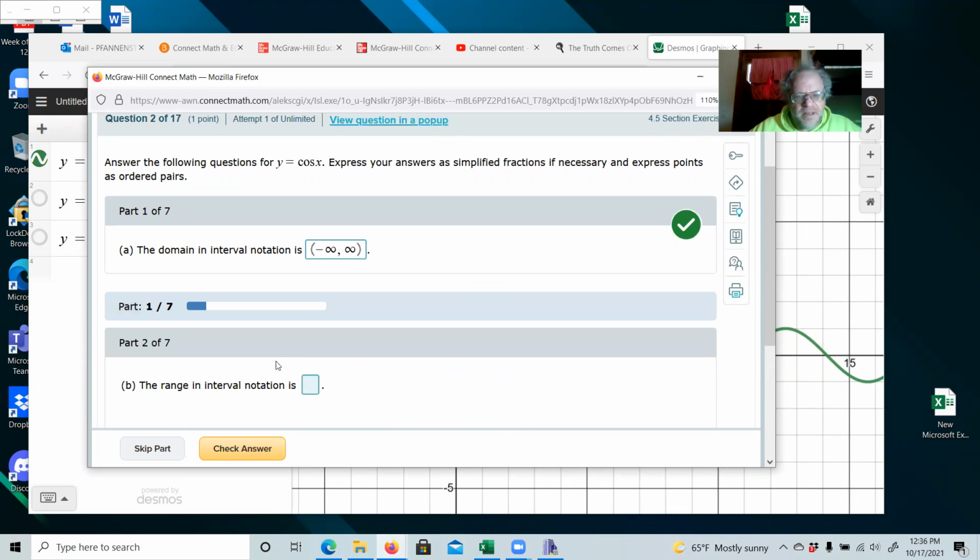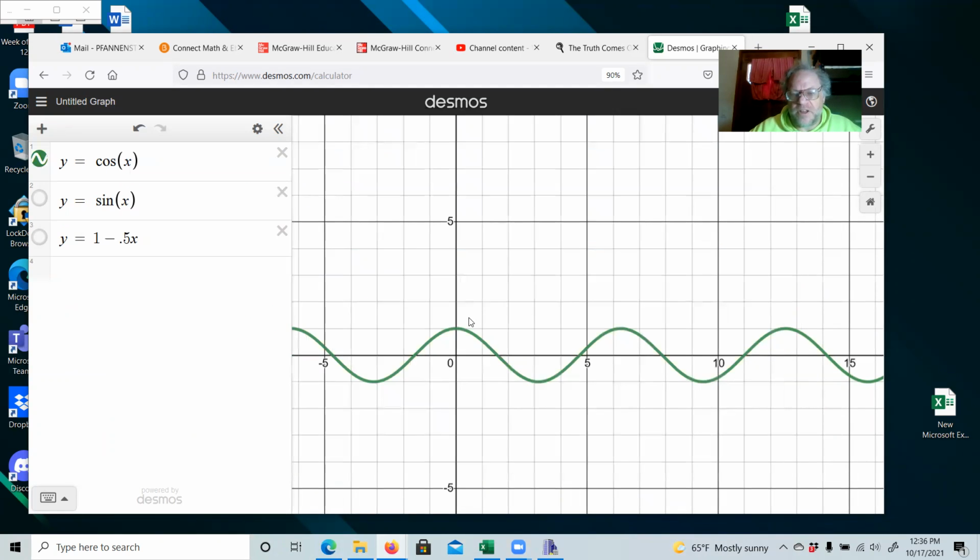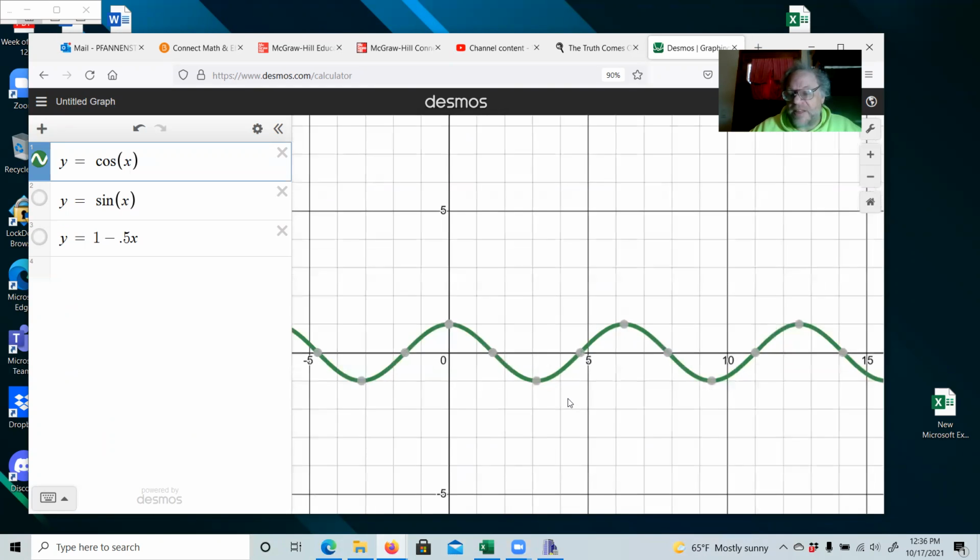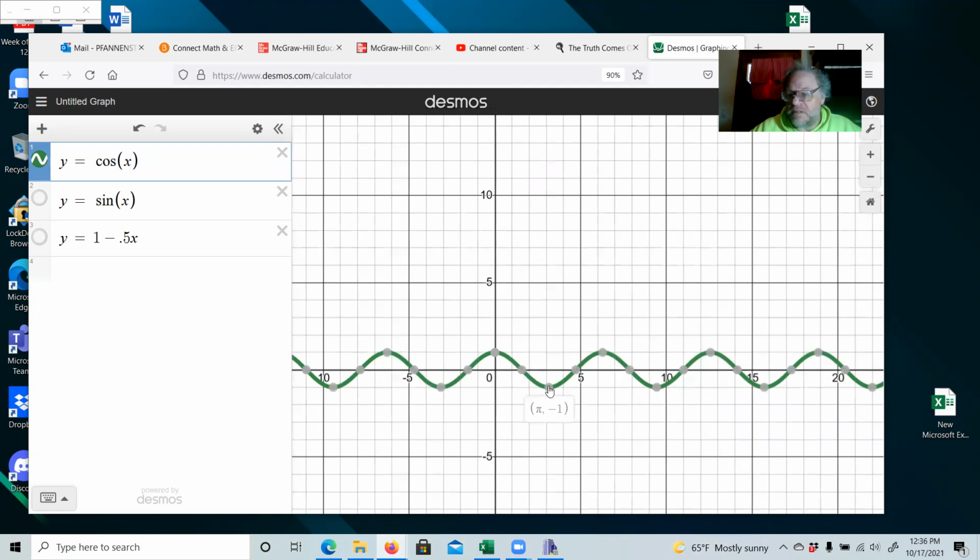Okay, the range. Again, we'll look at our graph. What's the tallest number we get? What's the highest number? What's the lowest number? Are there any numbers that are smaller or larger than -1 to +1? No, that's it. That's as best as you're going to get.